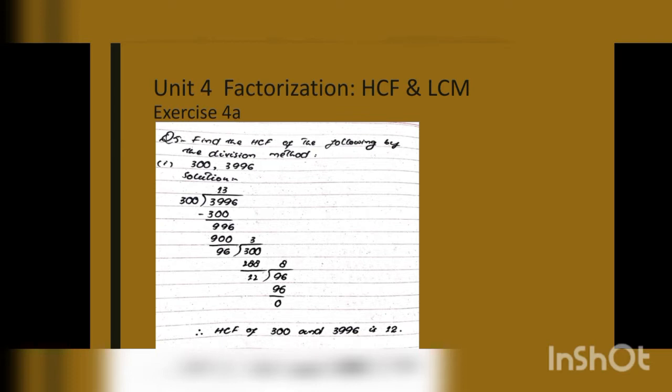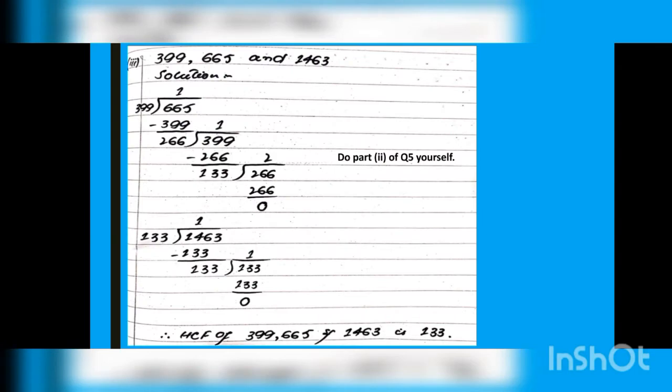So treat this 12 as your current divisor and make this 96 as your dividend. And we all know 12 into 8 equal 96. So 96 minus 96 equals 0. Since you have got the remainder as 0, therefore your last divisor, which is 12 in this case, is your HCF. Alright. Now part 3 is, you are given 3 numbers this time, but the procedure is still the same.